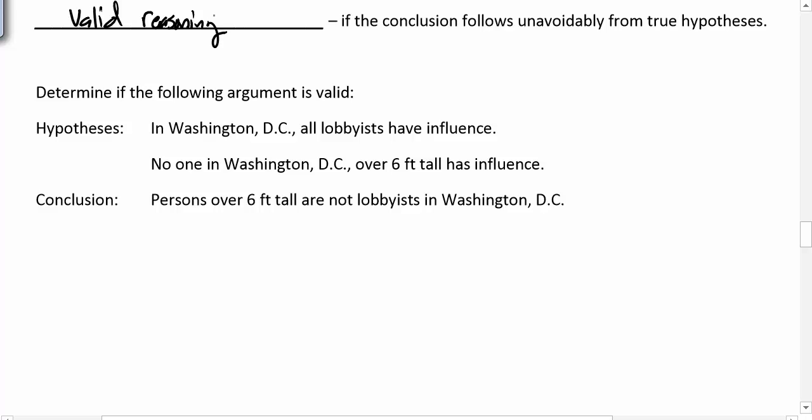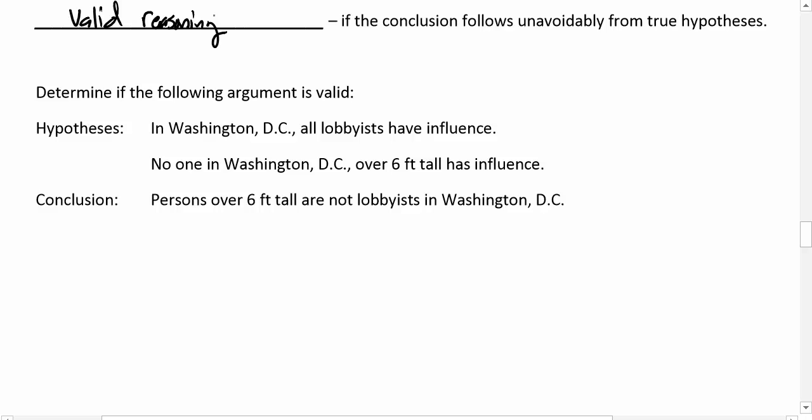So anytime a conclusion follows unavoidably or follows from a true hypothesis. Okay, so let's look at an argument and see if we consider it to be a valid argument of some kind. Okay, we have two statements. In Washington, D.C., all lobbyists have influence. Now, you and I might not agree with that, but that's what we're going with, is that there's some truth to that. No one in Washington, D.C. over 6 feet tall has influence. Again, we are told these two hypotheses are true. Can I make this other conclusion? Is this other conclusion a consequence of those original two statements?